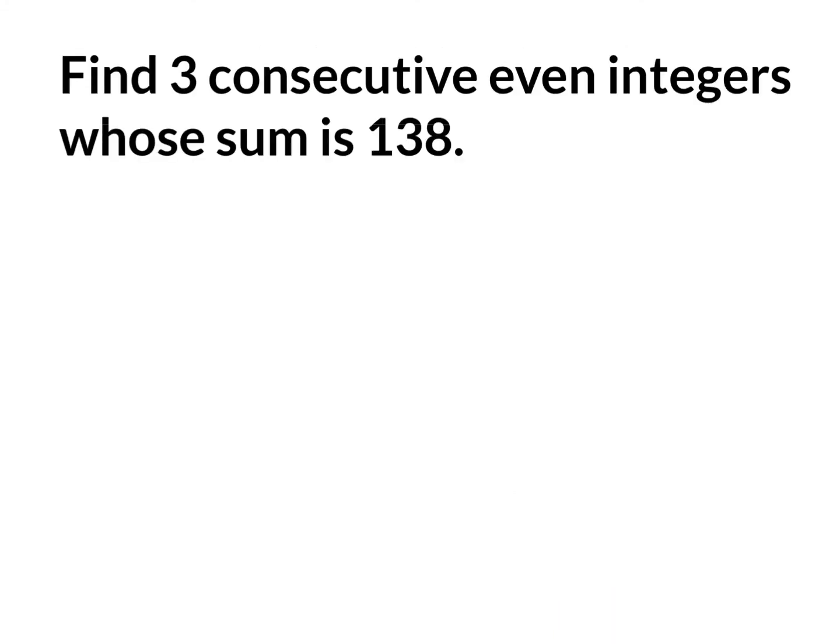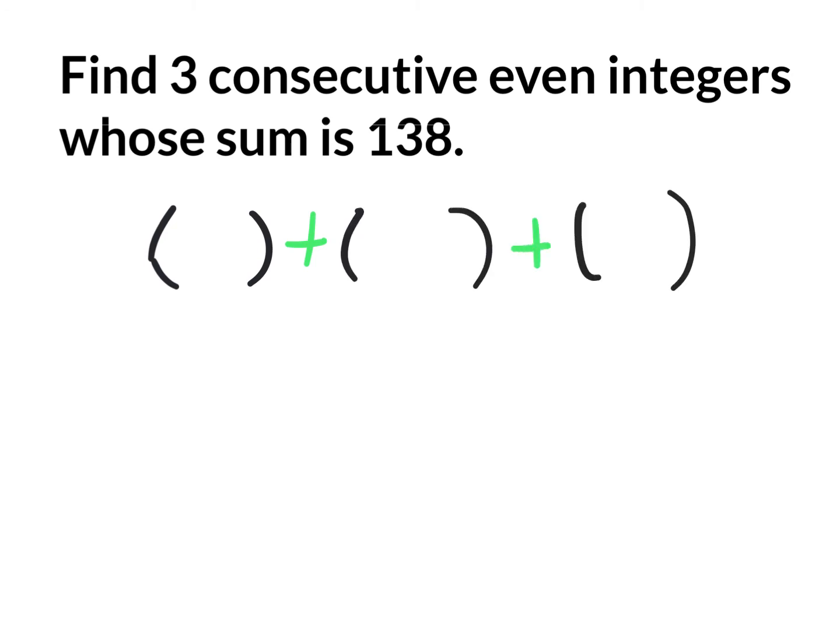Last one on this video, find 3 consecutive even integers. Okay, so we want 3 numbers, 1 plus another one plus another one equals, it says the sum is 138, so it equals 138. And it doesn't just say 3 consecutive numbers, it says consecutive even numbers. So what are even numbers? 2, 4, 6, 12, 14, 16, right?